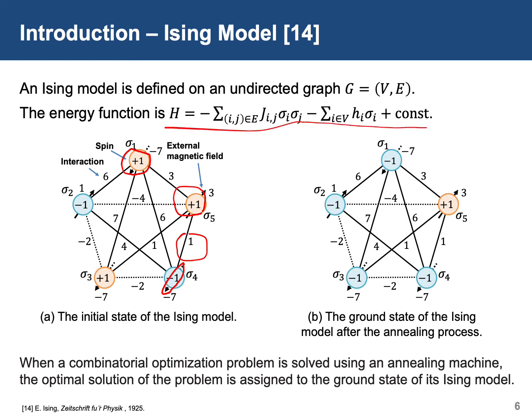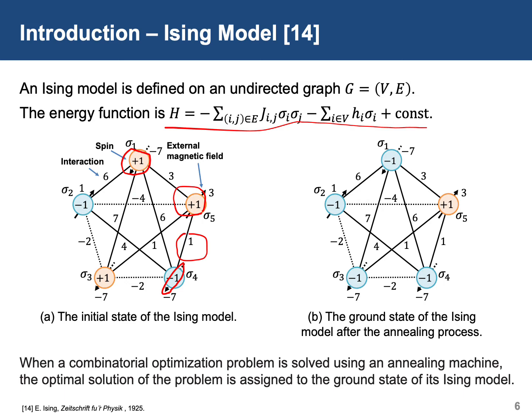An annealing machine searches for the ground state of the Ising model. In other words, if the optimal solution of the combinatorial optimization programs can be mapped to the ground state of the Ising model, the solution of the combinatorial optimization program can be solved by the annealing machine.